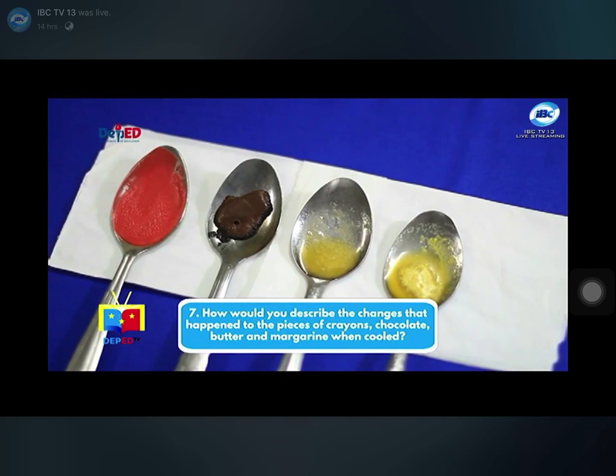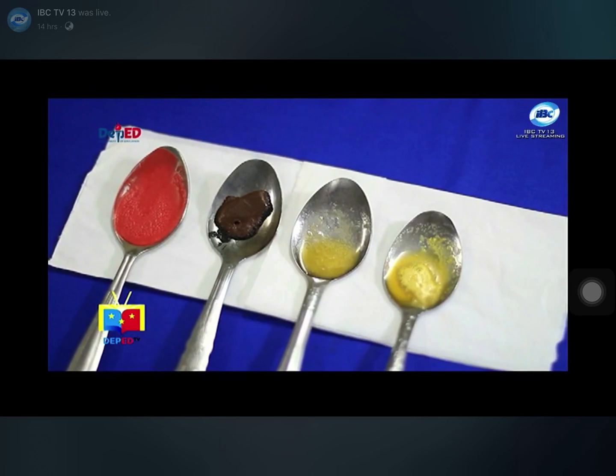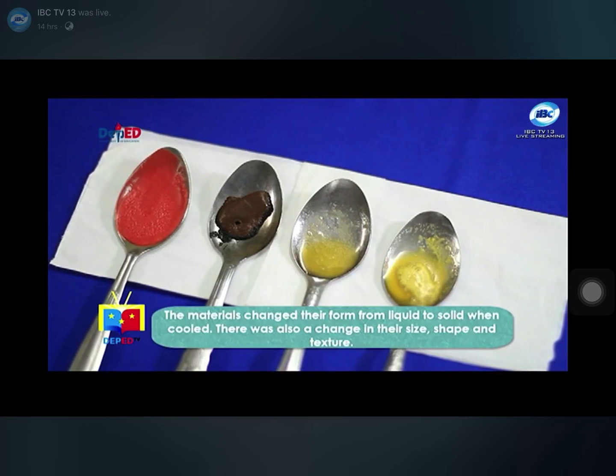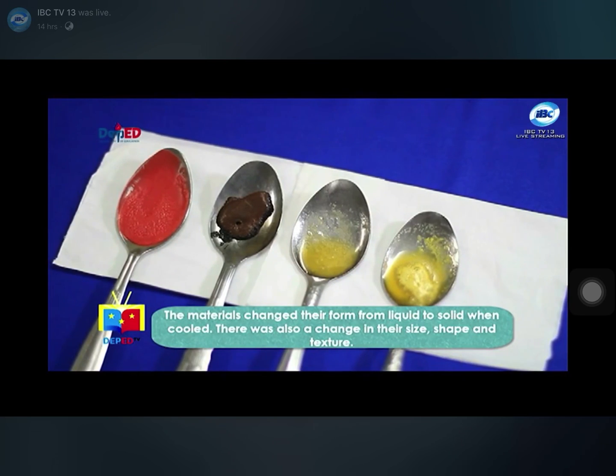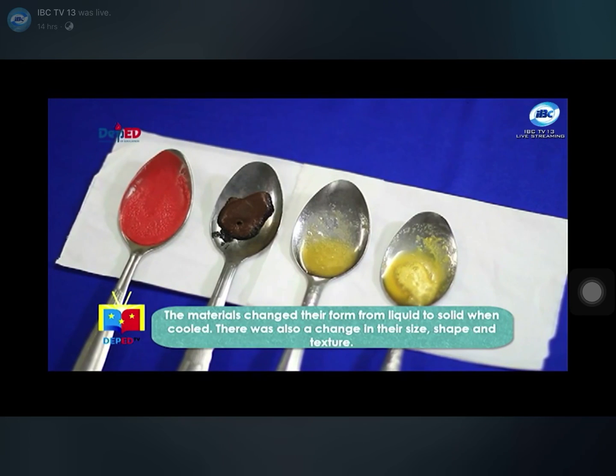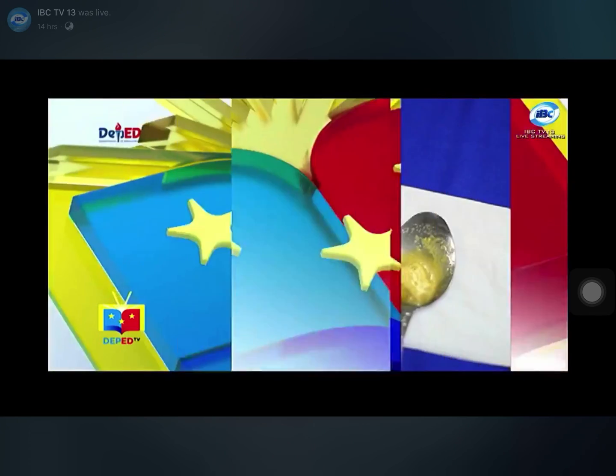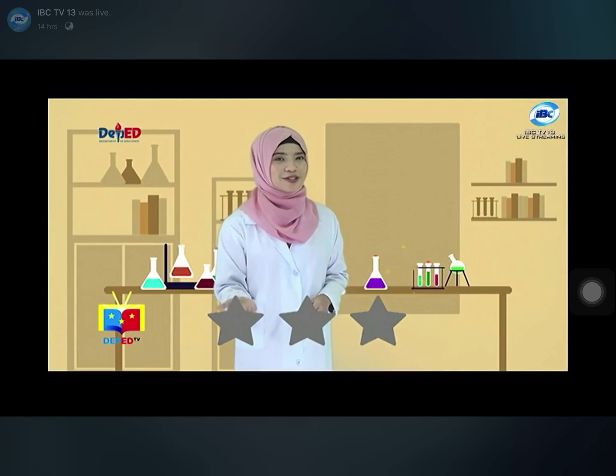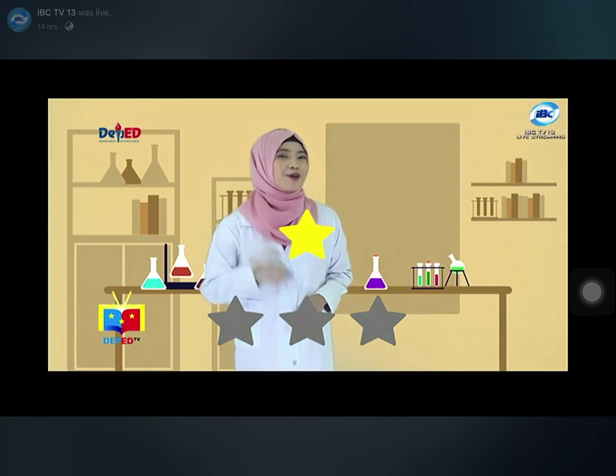The pieces of crayons, chocolate, butter, and margarine changed their state from liquid to solid when cooled. There was also a change in their size, shape, and texture. If you got all of the correct answers, then you deserve your first star.